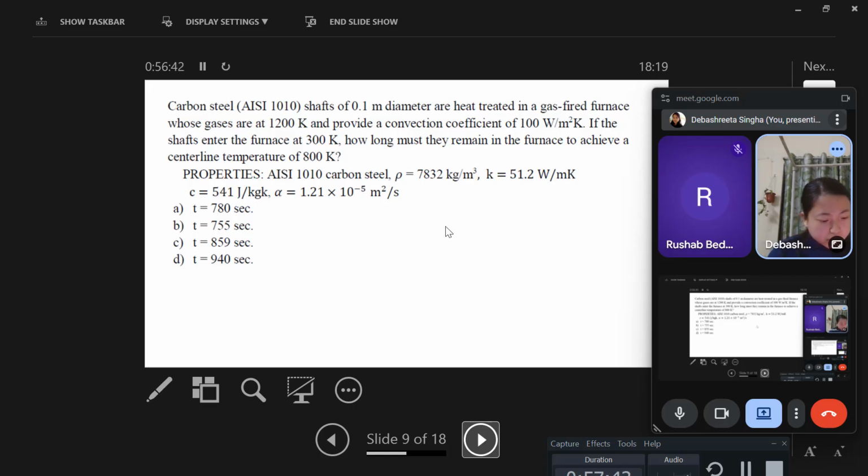Okay, then next question is: carbon steel shafts of 0.1 meter diameter are heat treated in a gas fired furnace whose gases are at 1200 Kelvin and provide a convection coefficient of 100 watt per meter square Kelvin.